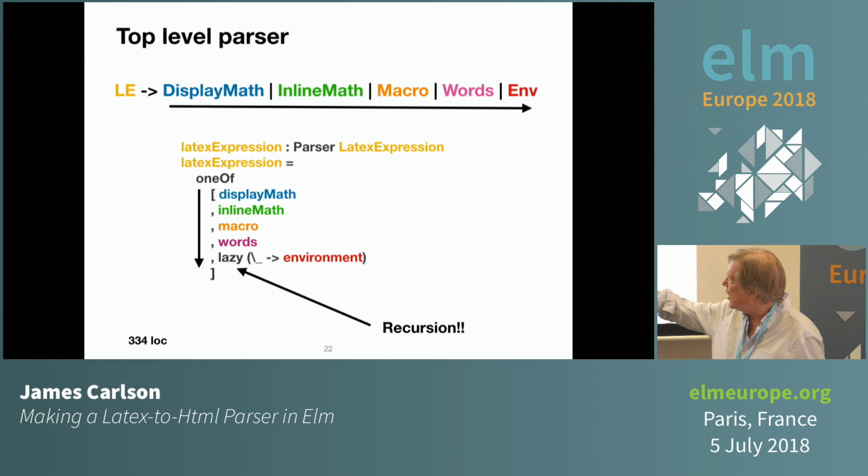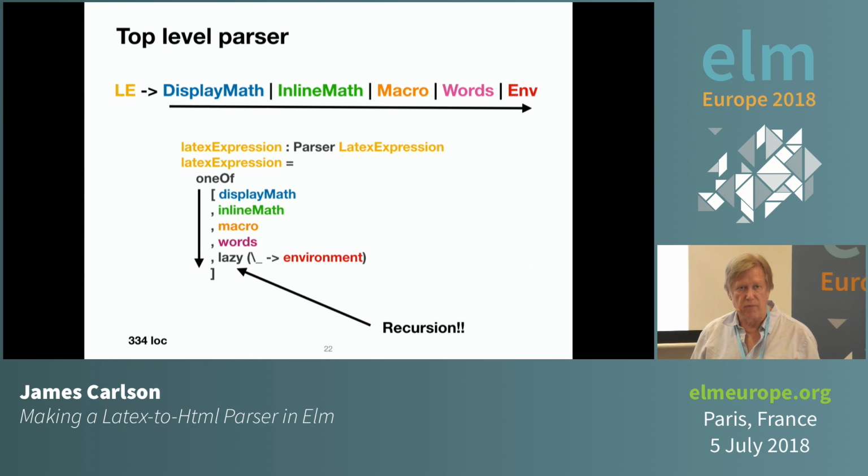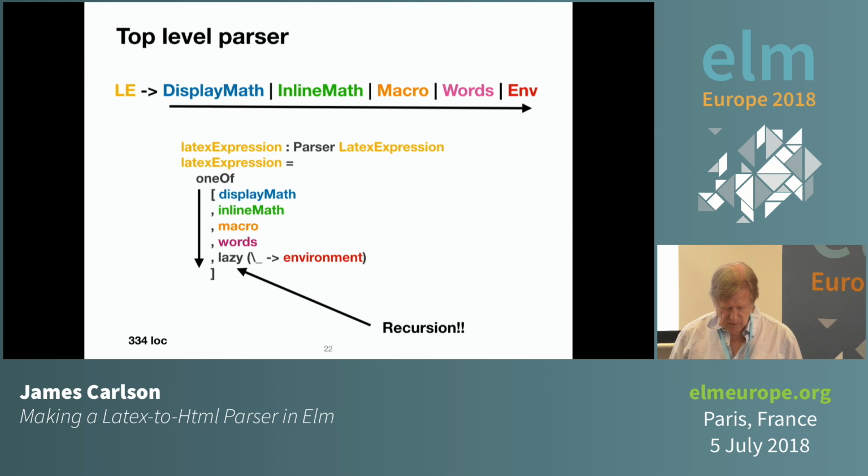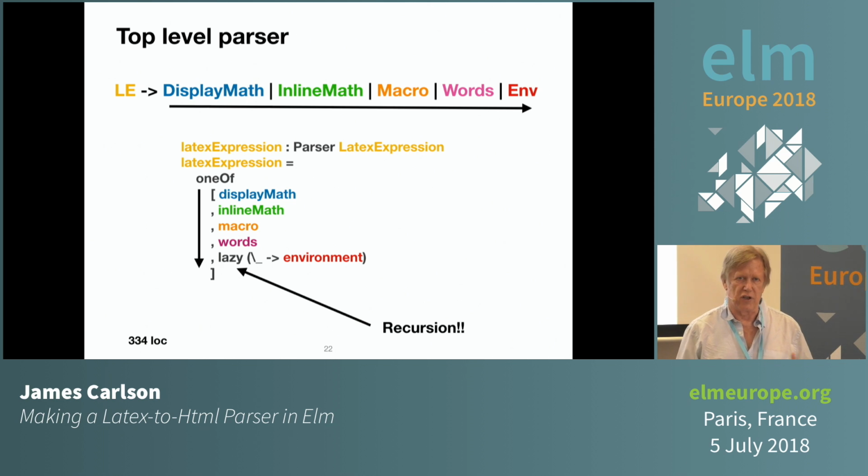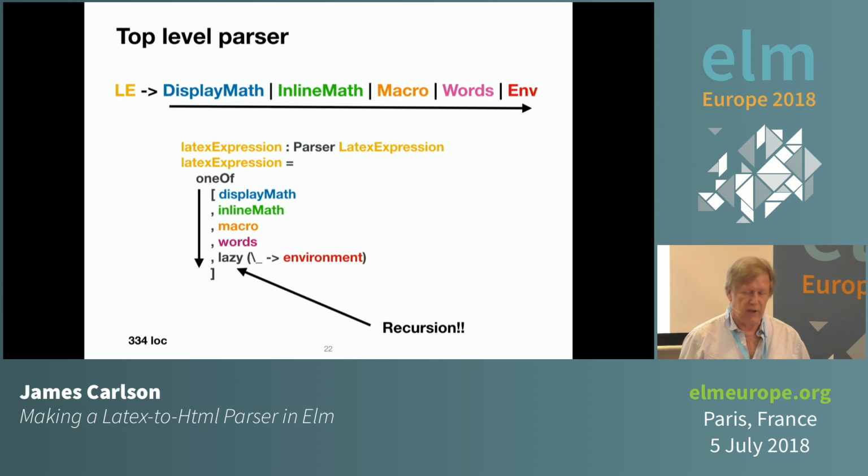So the environment parser, if you went back and looked at the grammar, the production for that has LaTeX expressions on the right. So that means it's a recursive thingamabob, and that's why we have to put lazy in there. If you don't have recursion, none of this is interesting and none of it works. So the parser actually is a very small piece of code, 334 lines.